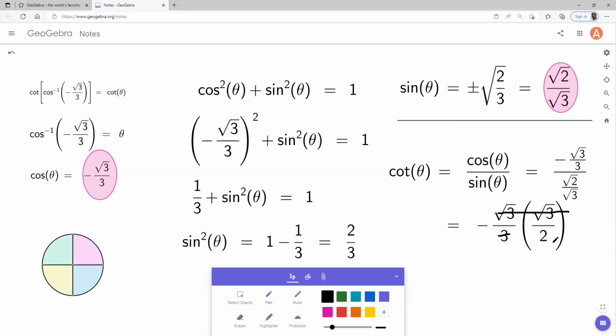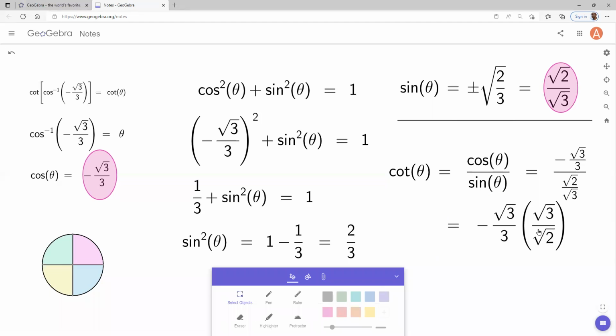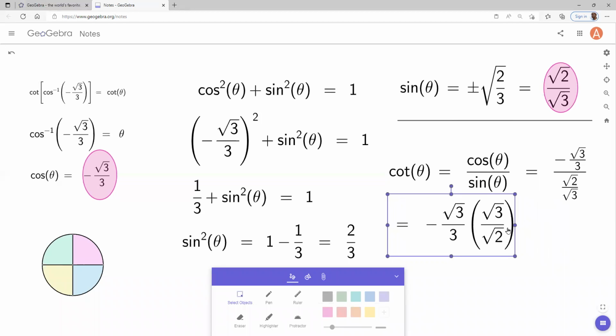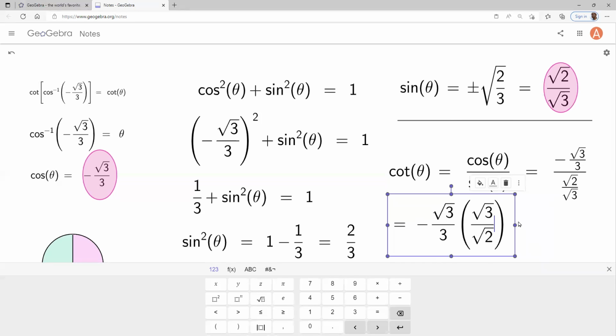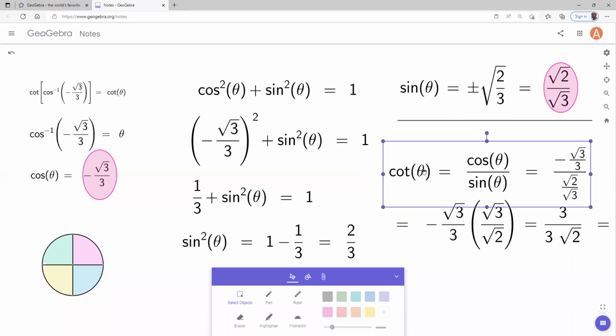And I made a tiny error. Let's go fix it. I just caught myself. This is radical sine 2. So these guys cancel. And if you really want me to write a line, I'll be happy to. The top becomes 3. The bottom becomes 3 times this. And 3 and 3 cancel. 1 over square root of 2 is your answer. And your answer is positive.